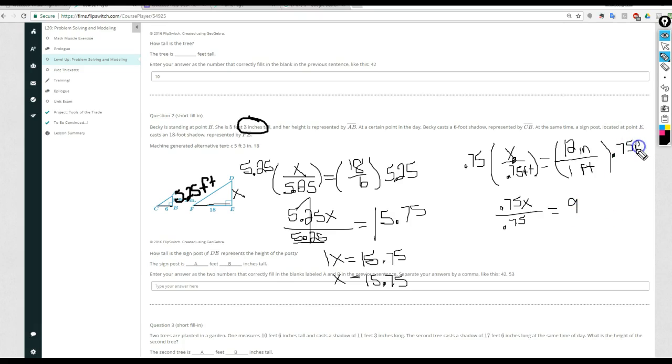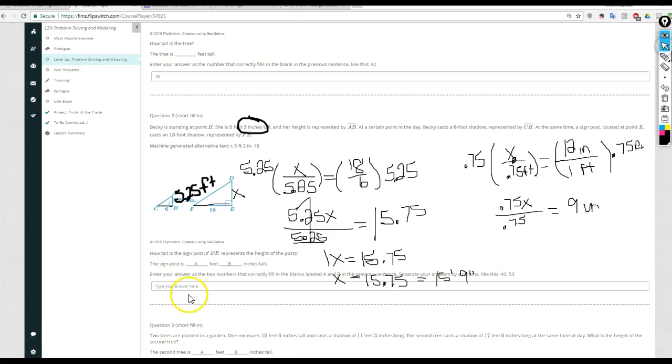And this is inches. The reason why it's only inches is because right up here we have a foot over a foot, and that would be a form of 1. So we can actually write this as 15 feet, 9 inches.